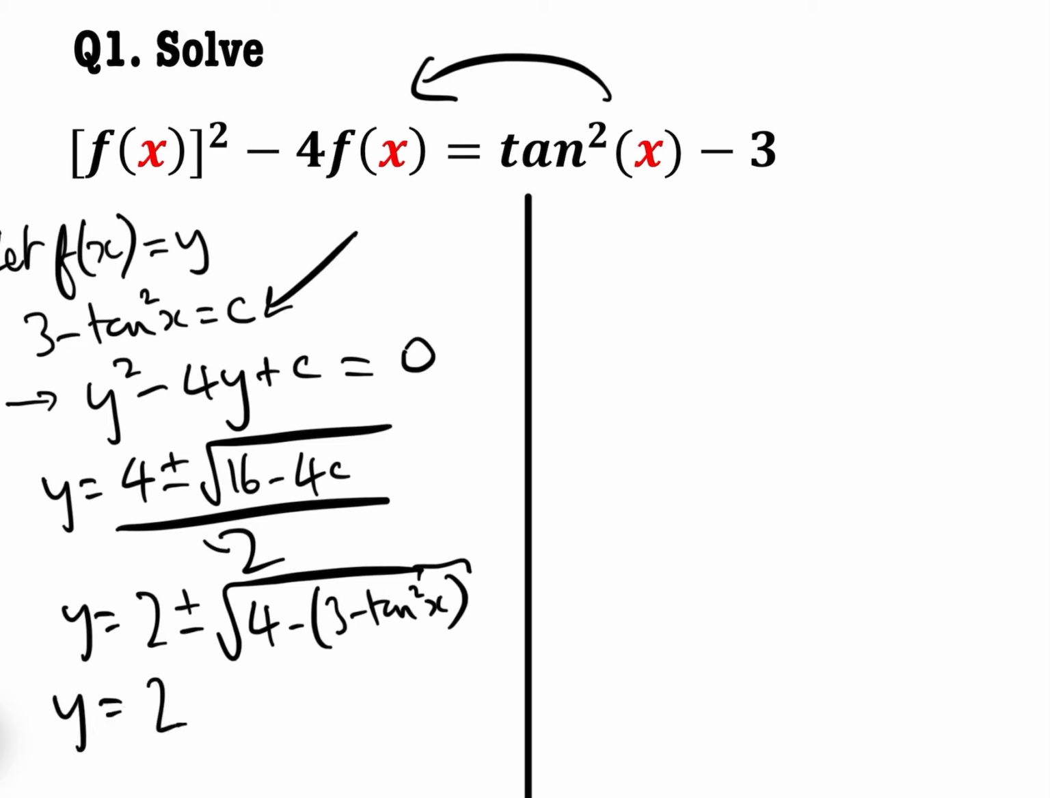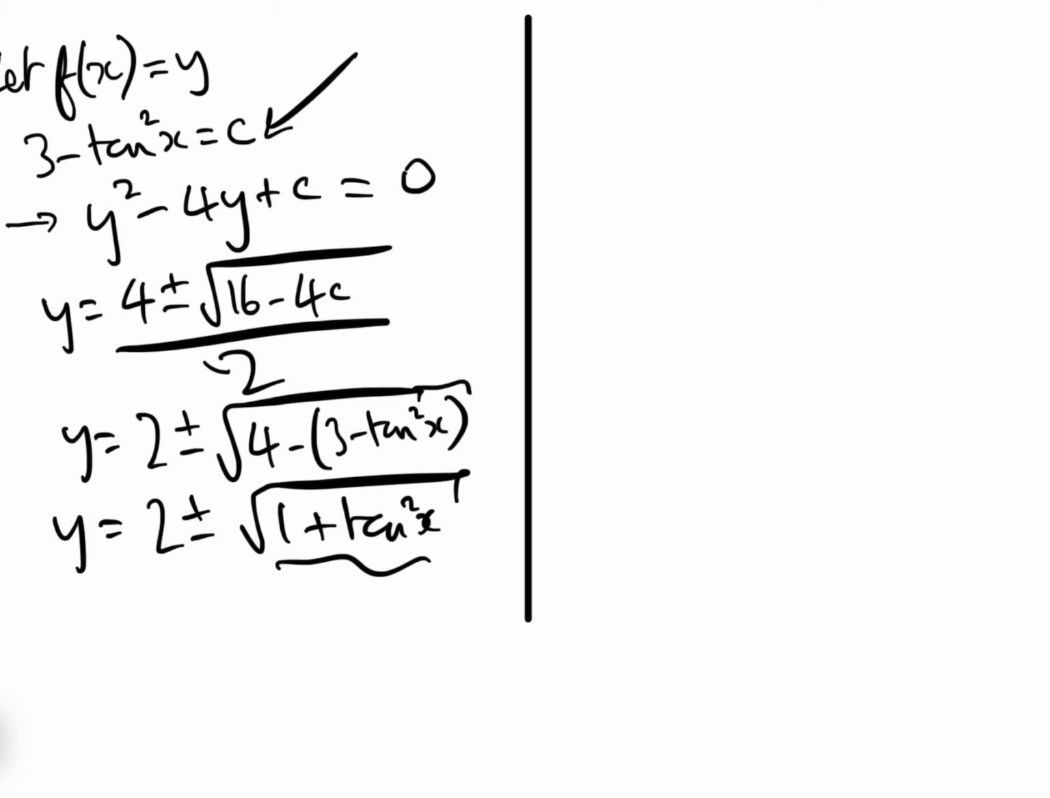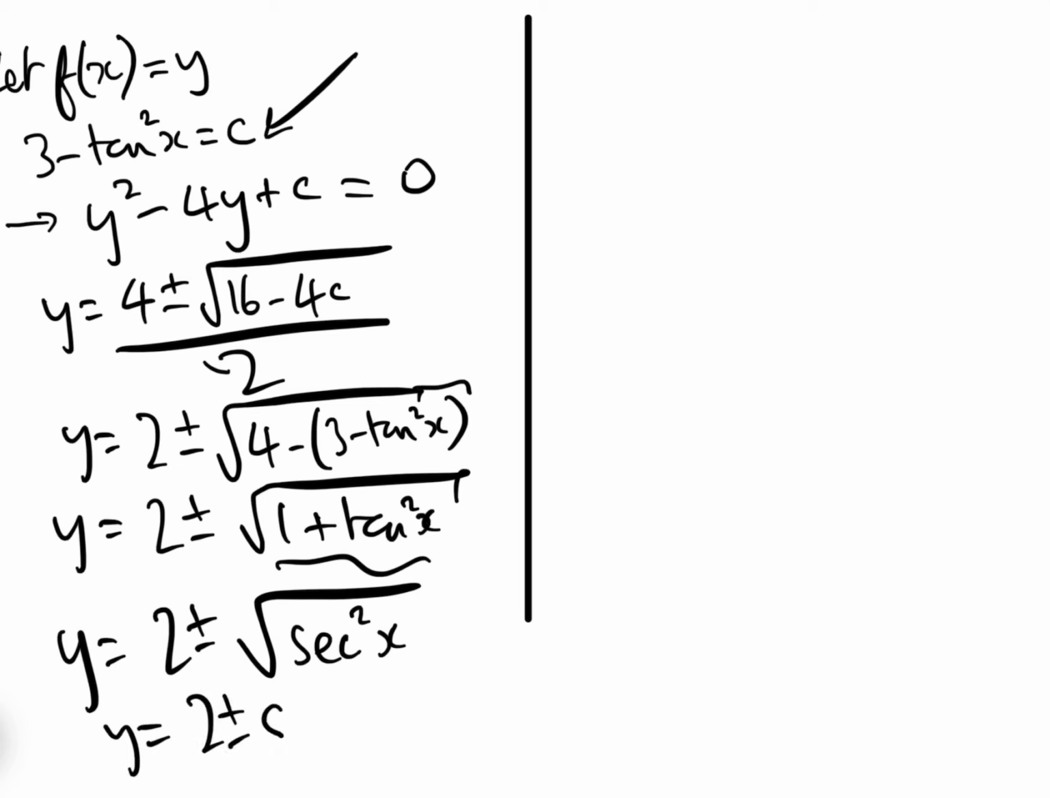So we have y equals 2 plus or minus the square root of 1 add tan squared x, and 1 plus tan squared x is sec squared x. So we have y equals 2 plus or minus the square root of sec squared x, i.e. y equals 2 plus or minus sec x. And that is the answer. Well, sorry, of course y is f(x), we did the substitution. In actual fact, the answer is f(x) equals 2 plus or minus sec x.